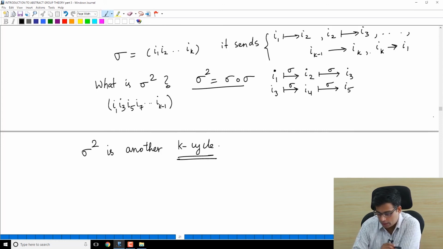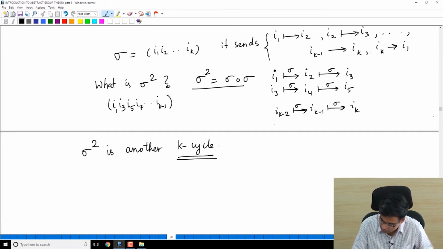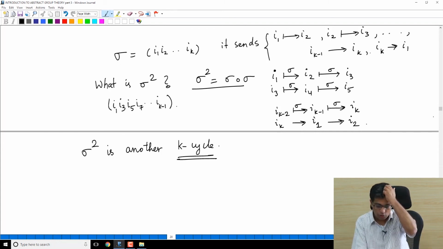where is Ik appearing here? See, Ik minus 2 goes to Ik minus 1 under sigma, and under sigma again it will go to Ik. So Ik will appear here. Every element will also appear. For I2, where does I2 go? Ik goes to I1 and I1 goes to I2, so Ik goes to I2. So they all appear here.